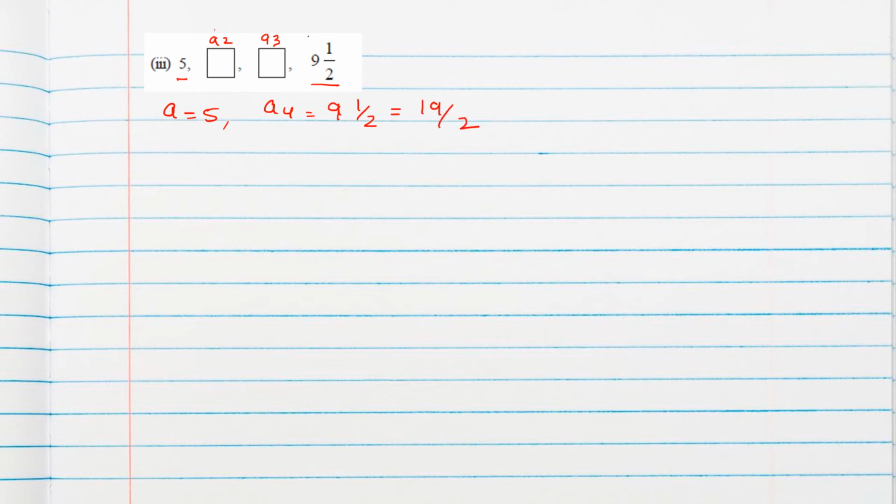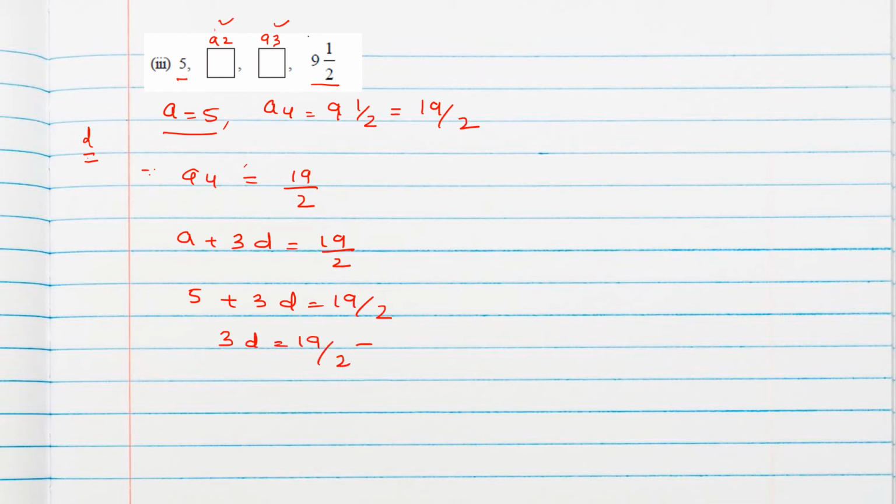Now using this information we can find D, since A is given. After getting the value of D we can find any term. Since A4 is 19 by 2, but A4 is A plus 3D, and A is 5, so 5 plus 3D is equal to 19 by 2. So 3D is 19 by 2 minus 5. Cross multiplication will give 19 minus 10 by 2, so we can write 9 by 2.